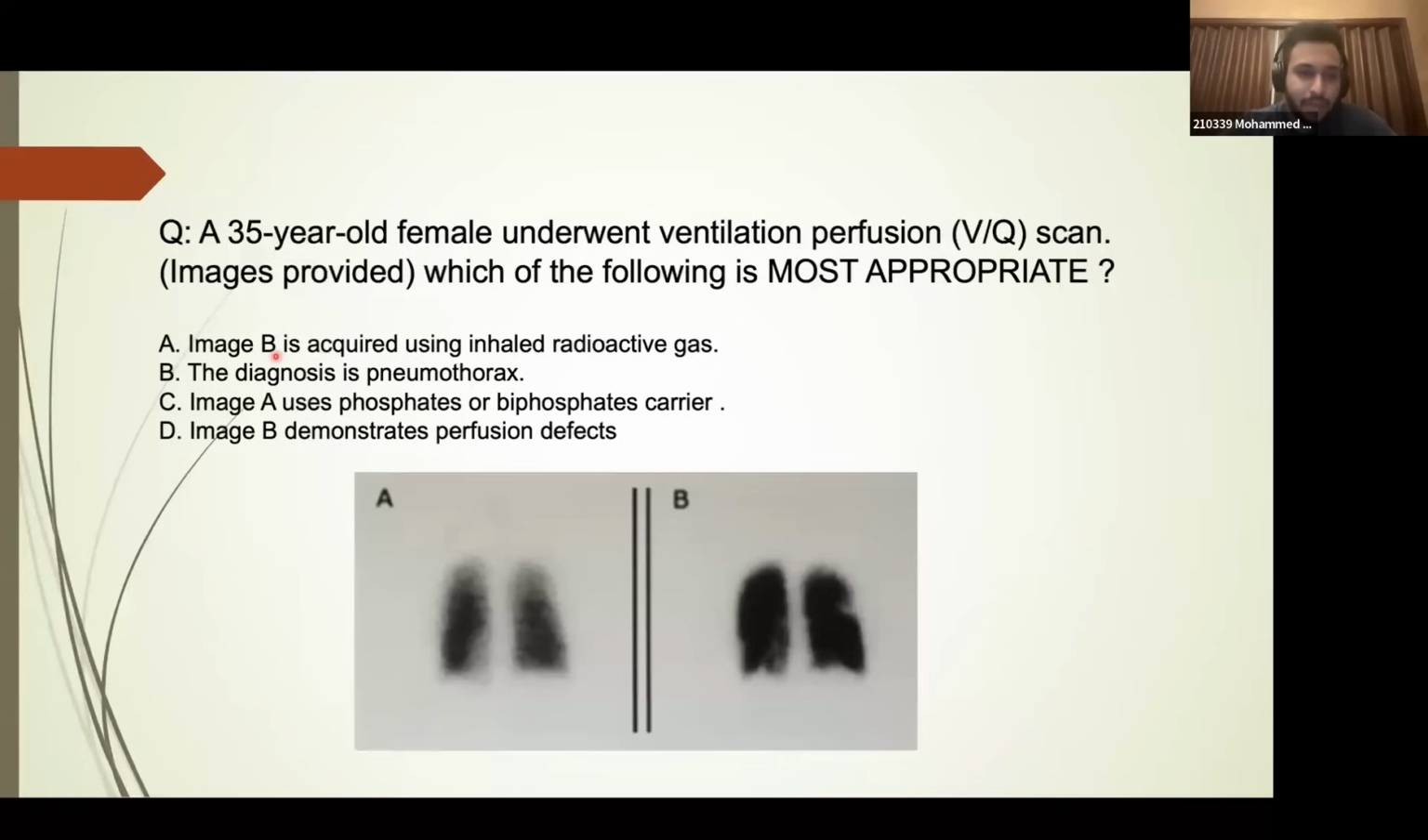Okay, so now I'm going to do questions. A 35-year-old female underwent a ventilation perfusion scan. Image provided. Which of the following is most appropriate? Image B is acquired using inhaled radioactive gas. The diagnosis is pneumothorax. Image A uses a phosphate or bisphosphate carrier. Image B demonstrates perfusion defects. Which one is the answer?